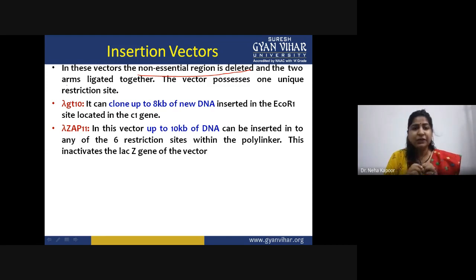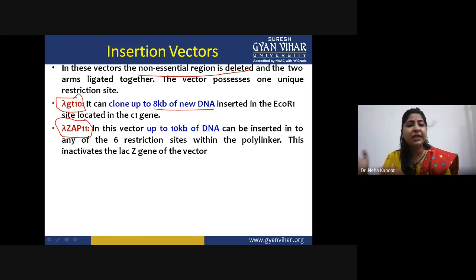By using this strategy, two types of insertion vectors are designed. One is lambda GT10, this one. Another is lambda ZAP II. This lambda GT10 can clone up to 18 kilo base pair of new DNA, which you can insert by digestion with the EcoR1 site located in the cI gene. On the other hand, in lambda ZAP II, the insert size can be up to 10 kilo base pair, which can be inserted into any of the 6 restriction sites present in the polylinker region.